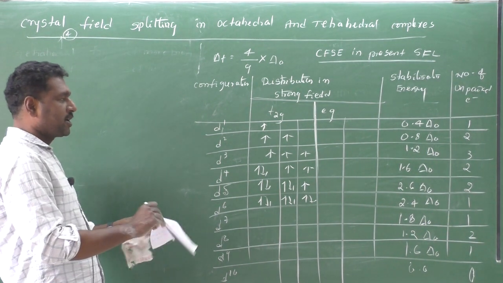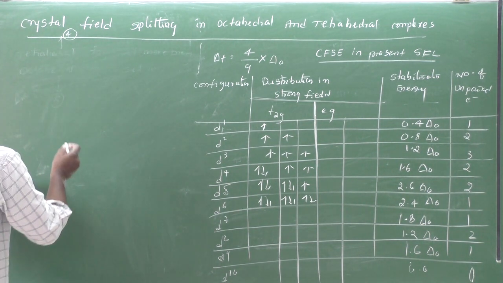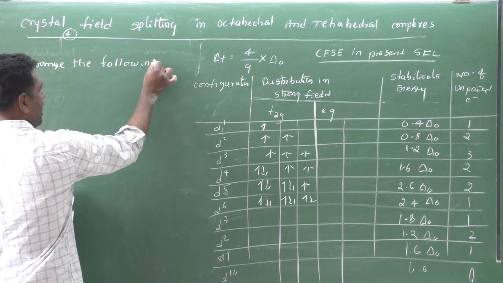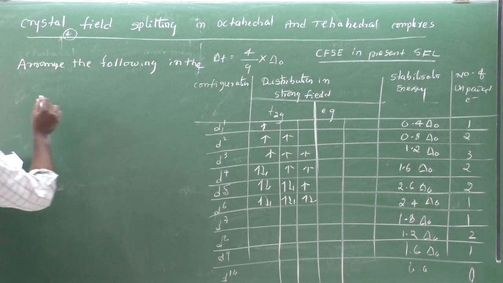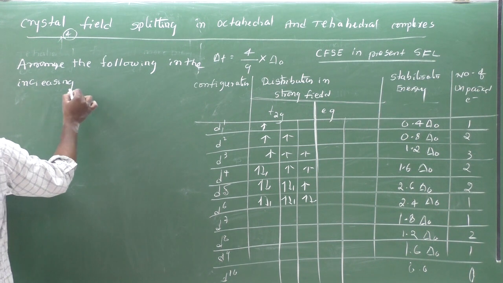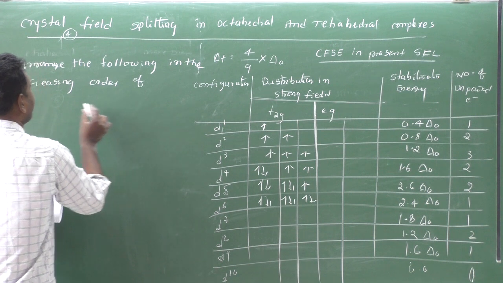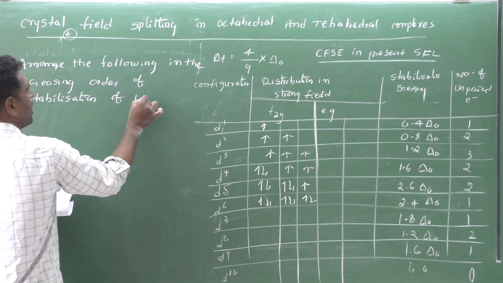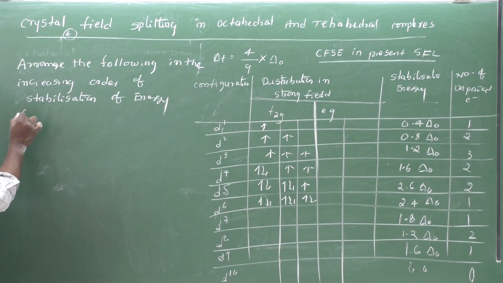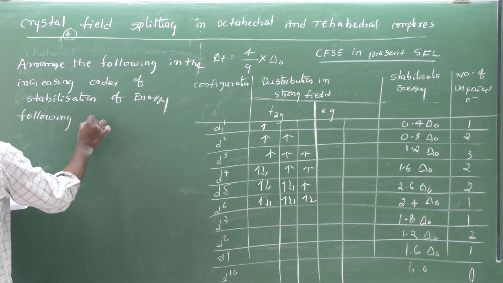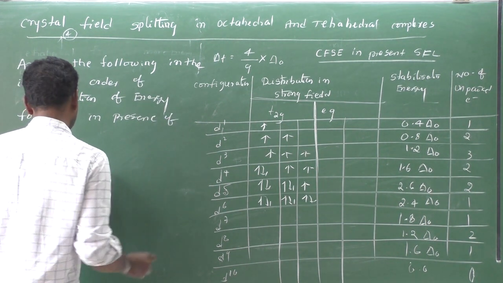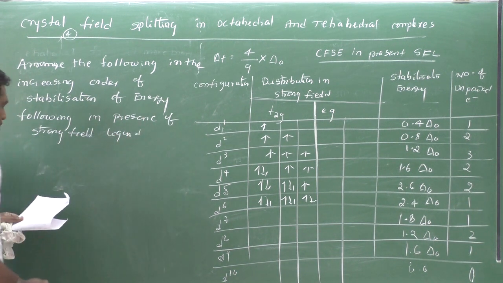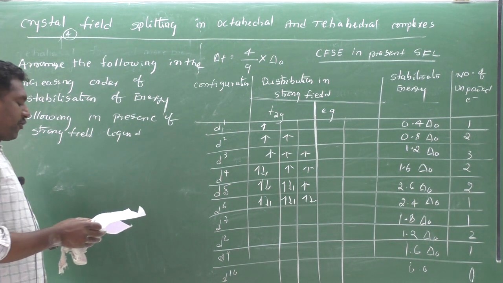I will take one problem and explain it. The problem is: arrange the following in increasing order of stabilization energy in the presence of a strong field ligand. So here d2, d3, d4, d5, d9, d10.